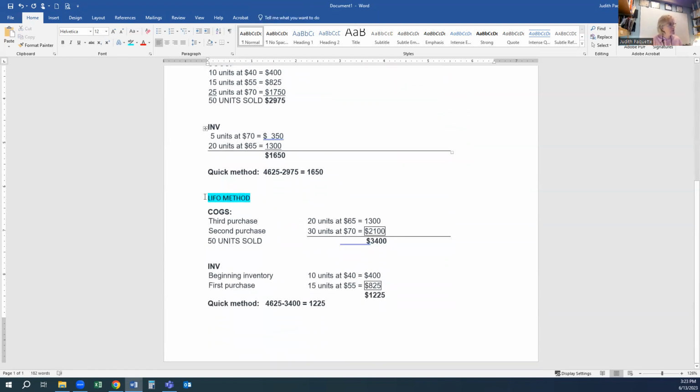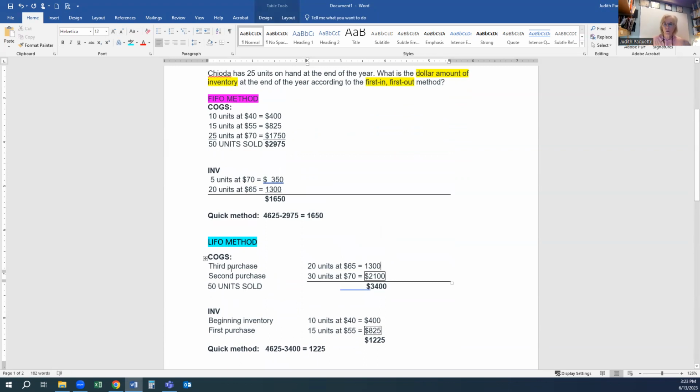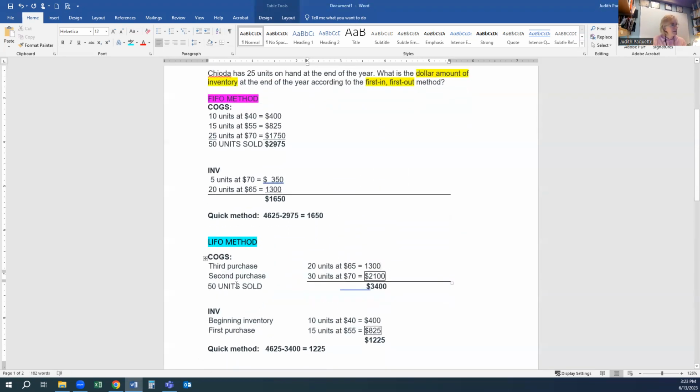Okay, we also demonstrated it for LIFO. And here it is. With LIFO, again, it only applies to cost of goods sold. So we go to the last purchase, which was 20 units at 65. And we're trying to add up to 50 units sold. We use up that cost layer. We go to the next previous purchase, 30 units at 70, add those two together. Cost of goods sold using LIFO is 3,400.